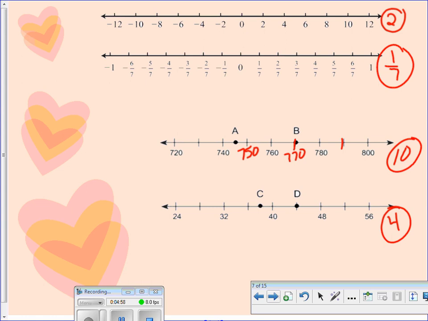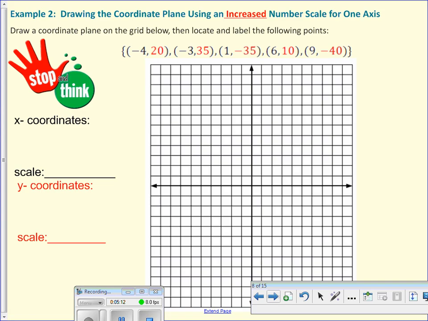When we're making our number lines to label our x-axis and our y-axis, because really our x-axis is a horizontal number line and our y-axis is a vertical number line. All right, so let's continue to look. Look at example 2, which is on page 64. They gave you a nice big graph paper for a change.